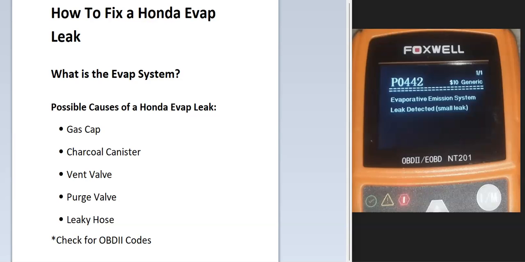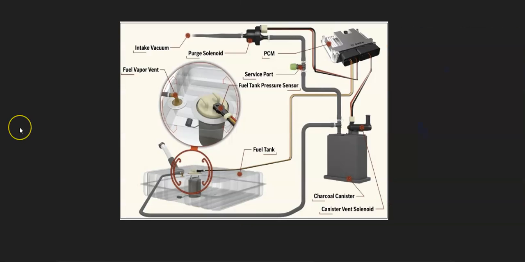So today I'm talking about how to go about fixing a Honda with the Evap leak problem, some of the causes and fixes for this, and how you go about fixing it. And so what is the Evap system? Well, the Evap system was created to help send all the gas vapors from the gas tank back up to the engine to get burnt off so they don't escape into the atmosphere. And this is for emissions.